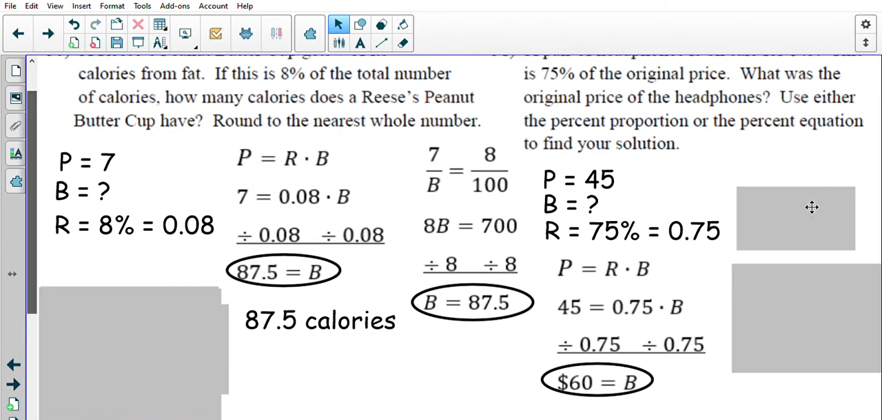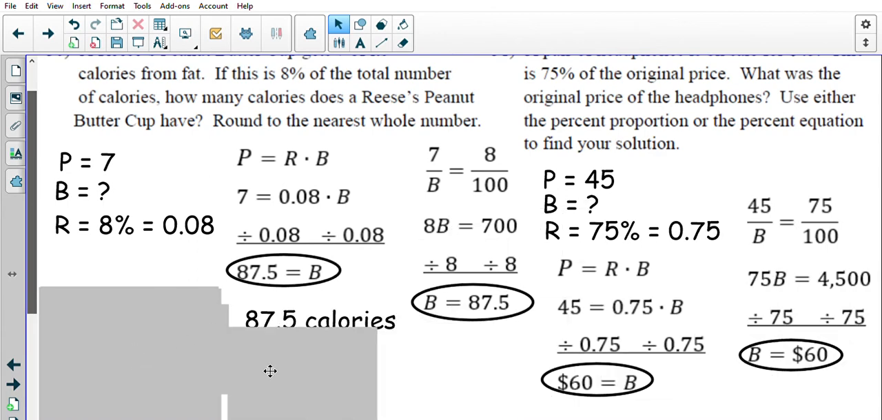For the percent proportion, we will have 45 over B equals 75 over 100. We'll cross multiply. You still get $60. So same answer, either way you choose to do it. And again, I want you to be familiar with both.